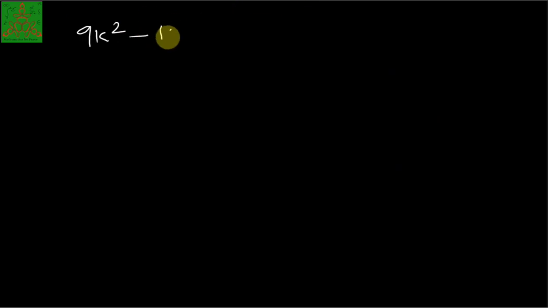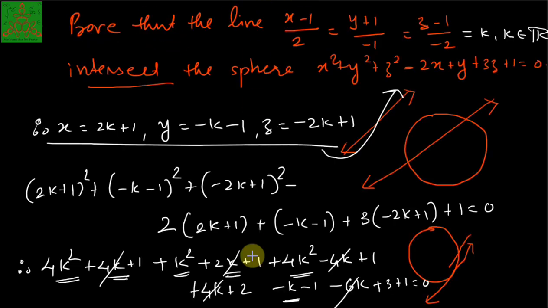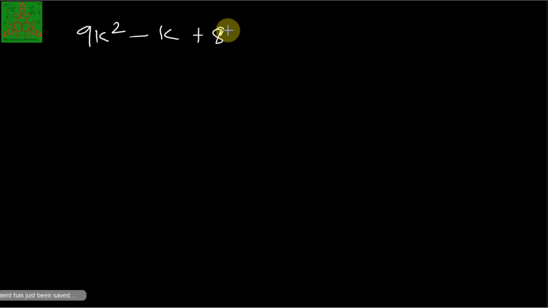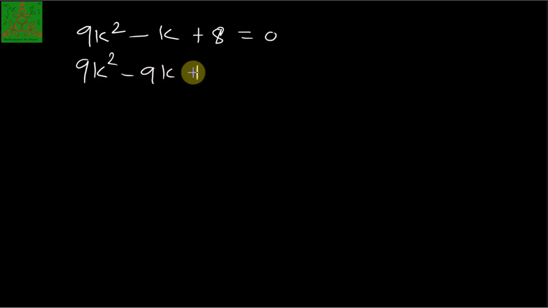And let's see what the constant term is. It is 1, 1, 1, that will be 3, plus 2, which is 5, minus 1, and this one is cancelled out, and plus 3. So that is 8. So 9k square minus k plus 8 is equal to 0.